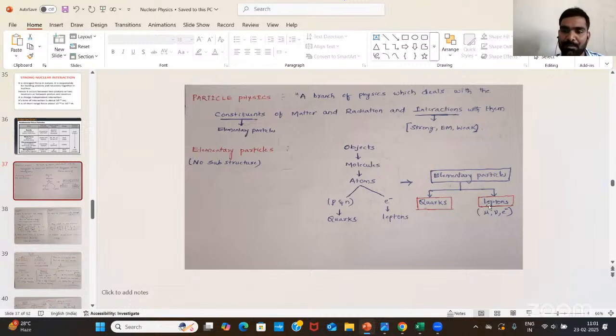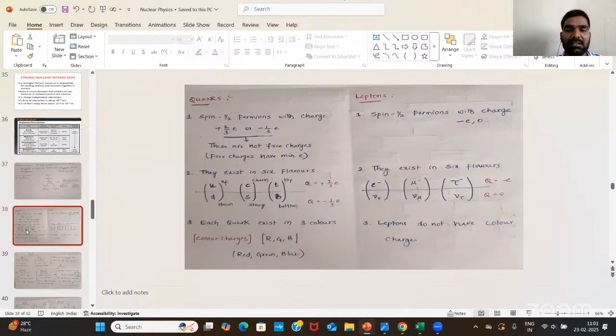Now we are going to see what leptons are. Leptons have minus e or zero charge. These are spin-half fermions, and they also exist in six flavors. First, the electron and its neutrino, then the muon and its neutrino, and the tau and its neutrino. These are the six flavors.